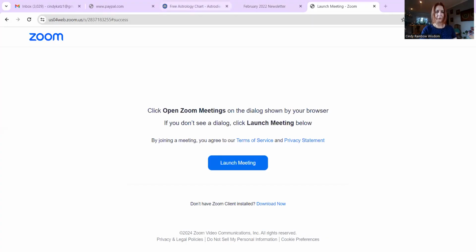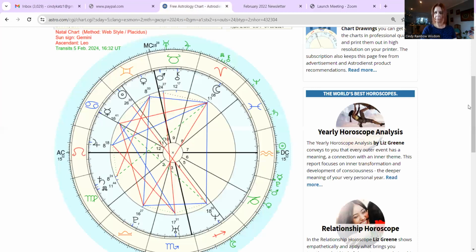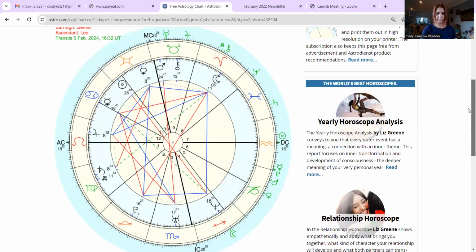Let me just see where the chart reading is, this page. Okay, so, wait, there we go. There's my chart. Okay. So I'm going to give you a minute to have a look at my chart for a second and see if you can find Uranus, just so that you can recognize it on your own. Just give you a minute there.